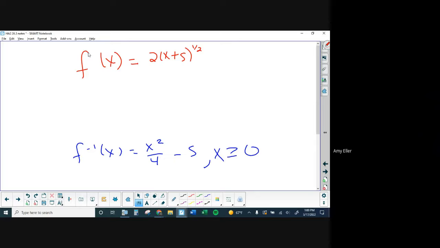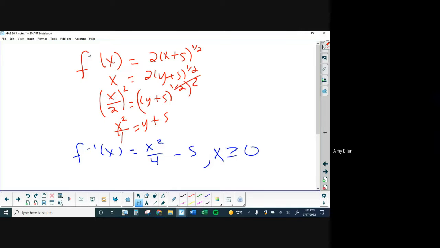Of course, we flip x and y. Divide by 2. Square both sides. When I square this, I get x squared over 4. When I square this to the 1/2, squared makes it to the first power. Then I have to subtract the 5, which gives me this. Any questions on that part?